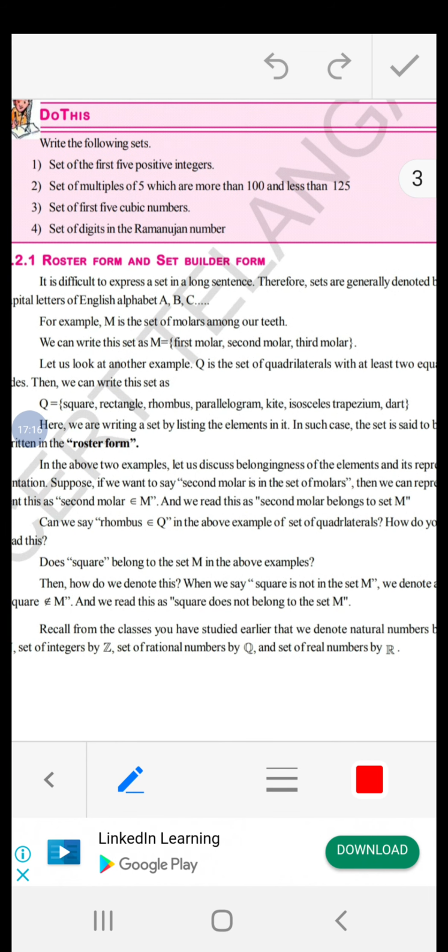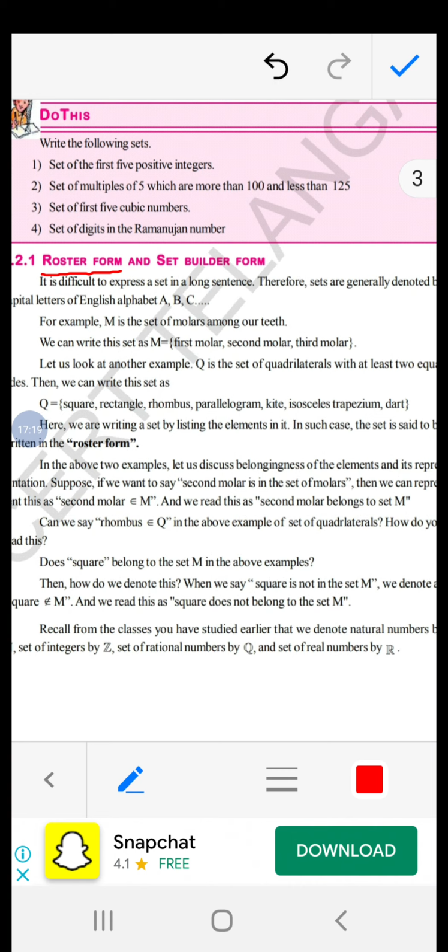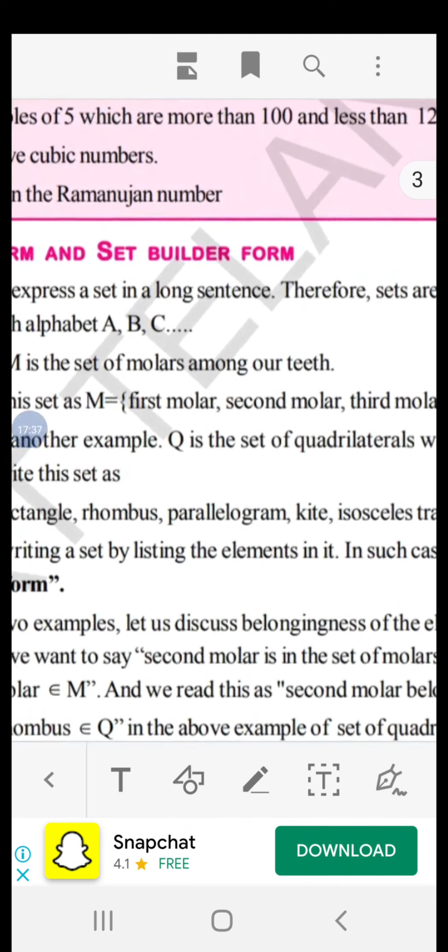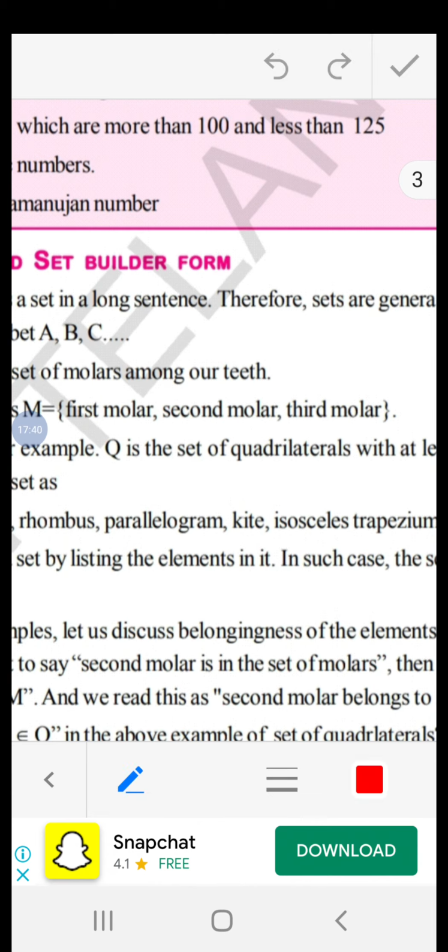Let us come to the next point, that is roster form and set builder form. What does roster form mean? If you list out the elements, that is nothing but roster form. For example, here you have a set of molars. This set M contains first molar, second molar, third molar. So this is nothing but simply the set of molars, right?